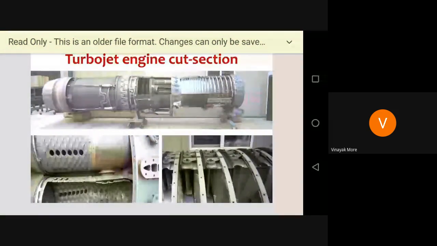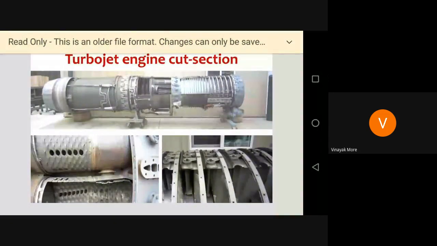Before that afterburner, many connections are there for the fuel supply, and the last part of that engine, on the left side, is a nozzle. The nozzle is going to control the amount of exhaust gases to be taken outside. So that nozzle is going to operate for changing the speeds.